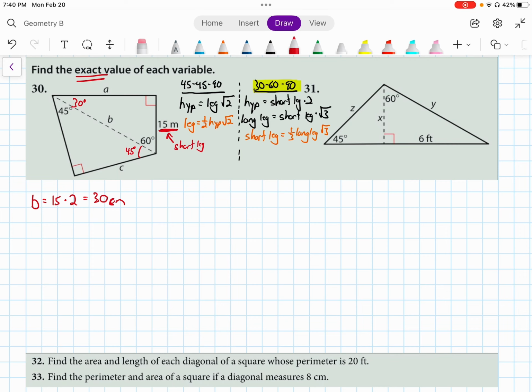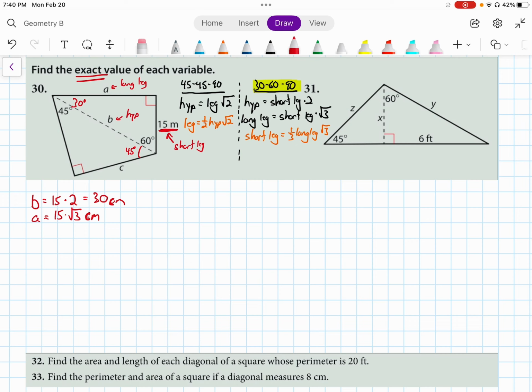And then we can also find a, because a is the long leg. Maybe you want to label these things right away. B was the hypotenuse. So the long leg equals the short leg times the square root of 3. I wrote 2. That's not 2, it's 15. So 15 times the square root of 3, in centimeters. There's not really any simplifying we can do there.